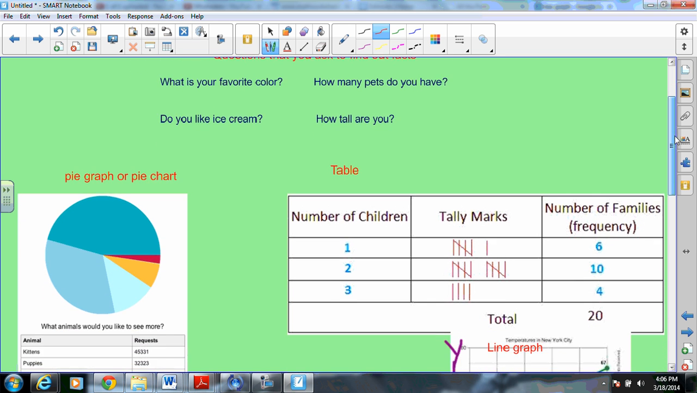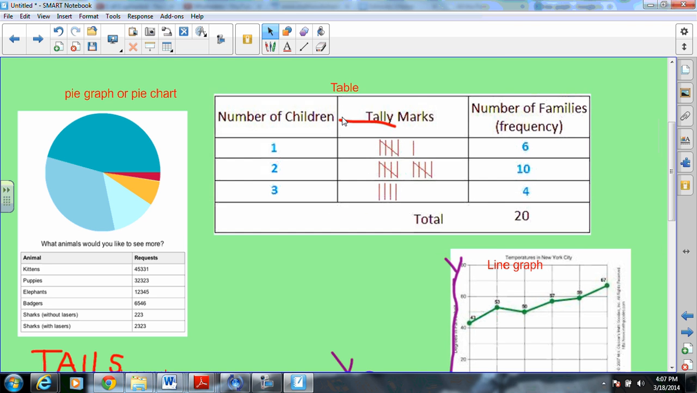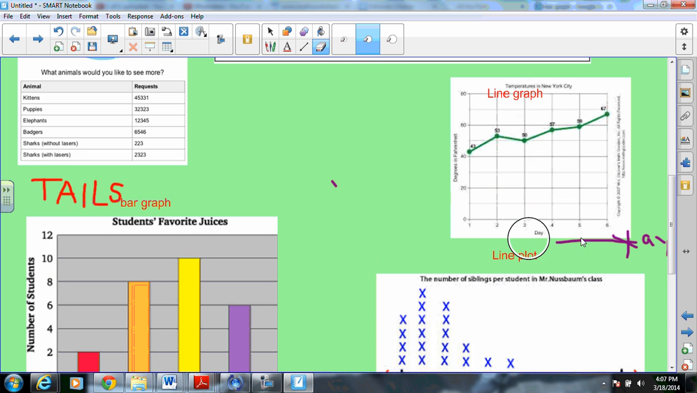And then we talked about different types of graphs. We had the pie graph or the pie chart. Another word for it is a circle chart. People use that too. This is a table. This is what we use to organize our information when we first are collecting information from the survey. Down here, we have a line graph. It's called that because they use a line to show you information.